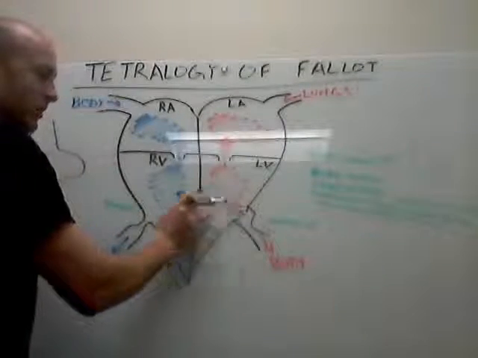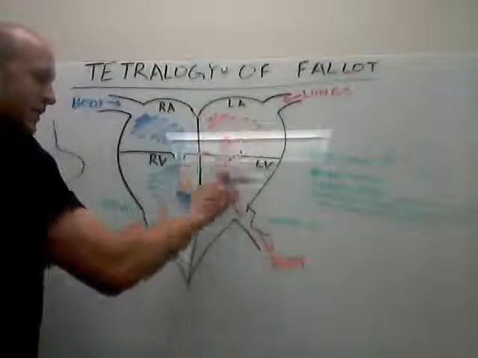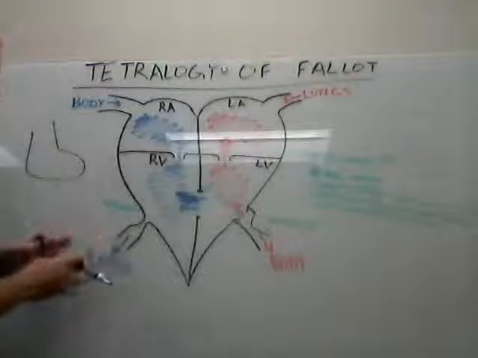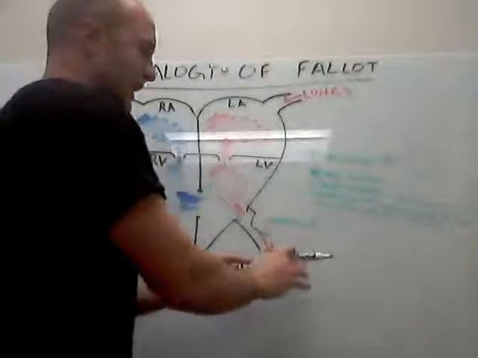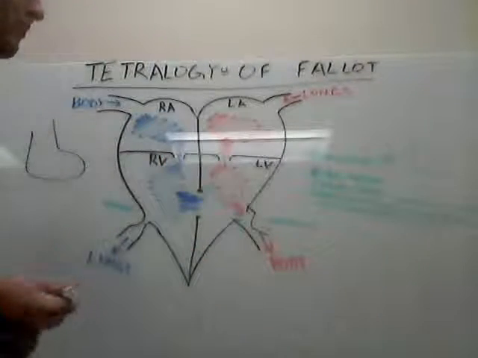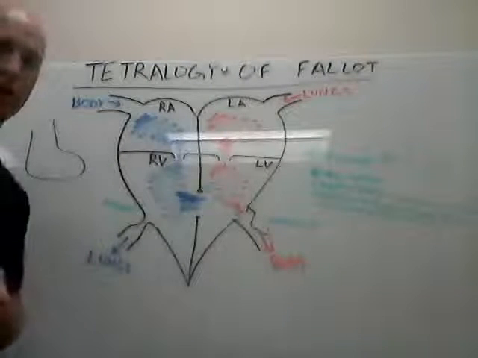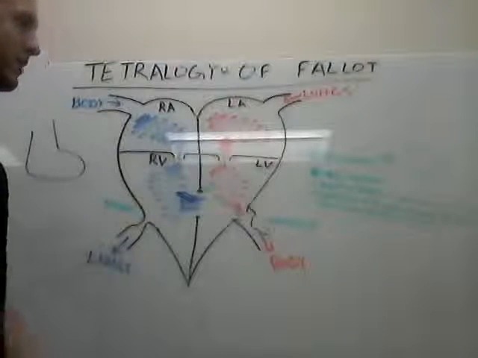So this will back up a little bit here because there's less ease of flowing out there. And so it'll actually push more of this blue blood into the lungs as opposed to into the body. It decreases the shunt and allows more blood to go to the lungs so the baby can get oxygenated. And those are some of the main things that you'll see in the case of tetralogy of Fallot.